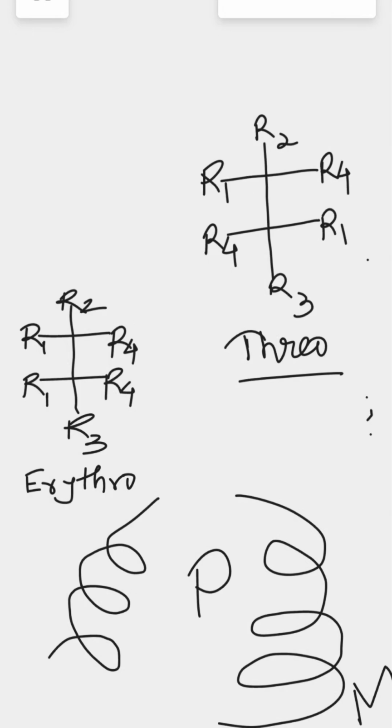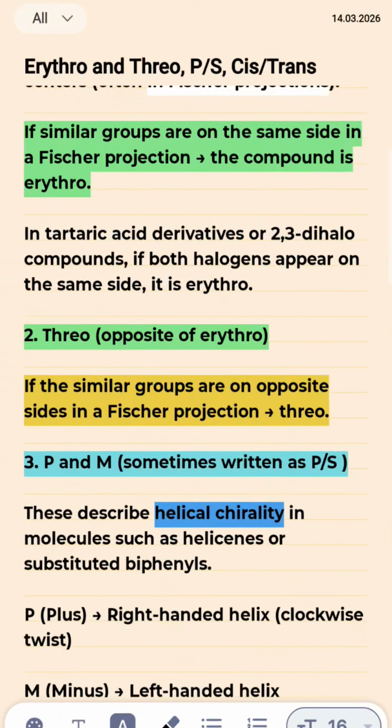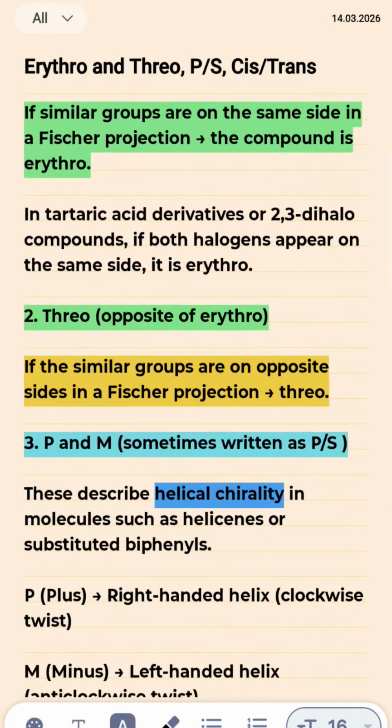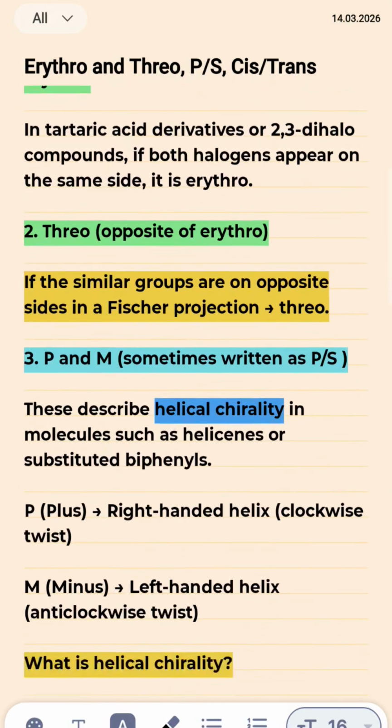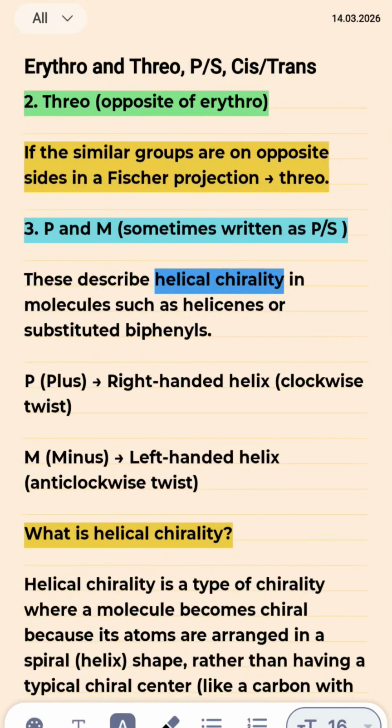But in threo, it is just the opposite. It's just like the trans one. R1 on the opposite side, R4 on the opposite side. But there are two chiral centers which are adjacent to each other. Next, what I said is threo, which is the opposite of erythro, and the similar groups are on opposite sides in the Fischer projection.